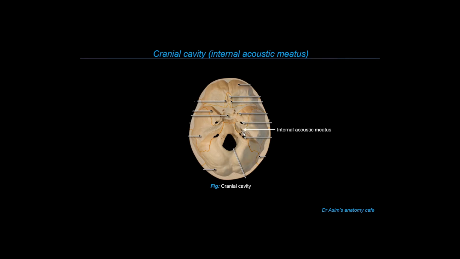This foramen on the posterior surface of the petrous part of the temporal bone is known as the internal acoustic meatus, and the facial nerve, once it has emerged from the brainstem, enters the petrous part of the temporal bone via the internal acoustic meatus. Several other structures which accompany the facial nerve include the vestibulocochlear nerve and the labyrinthine artery, which also enter into the petrous part of the temporal bone via the internal acoustic meatus.